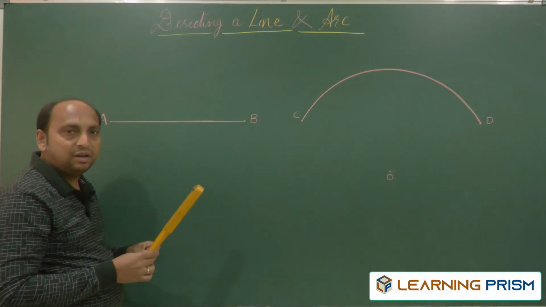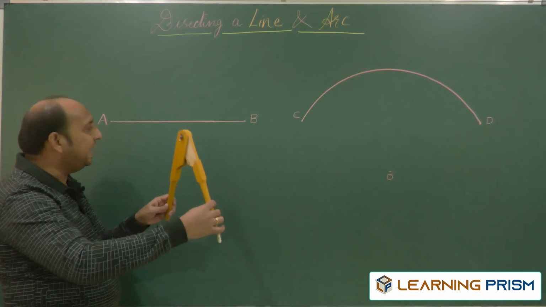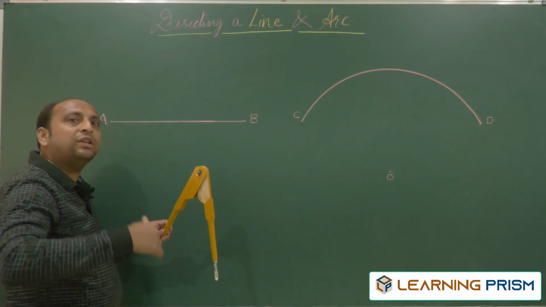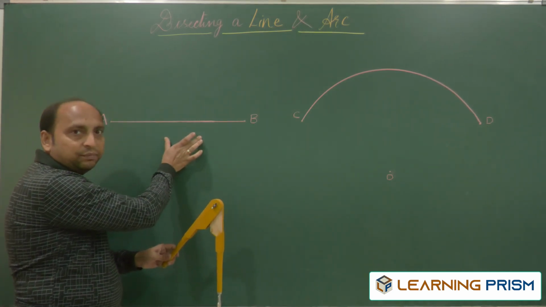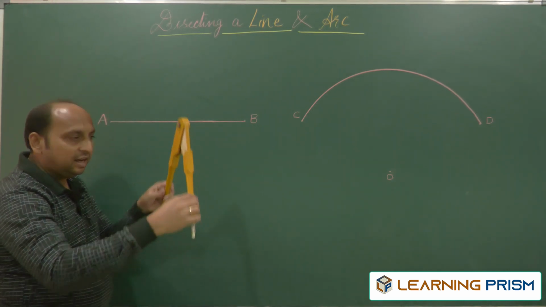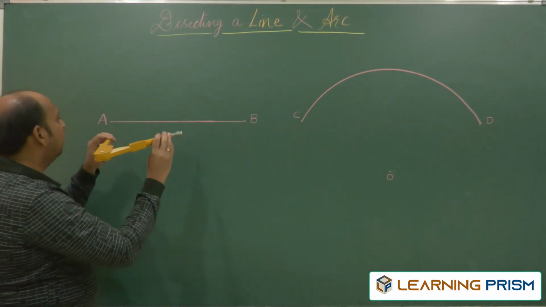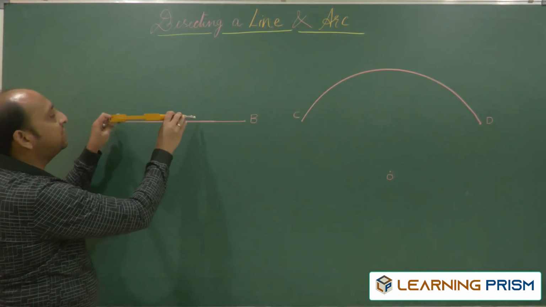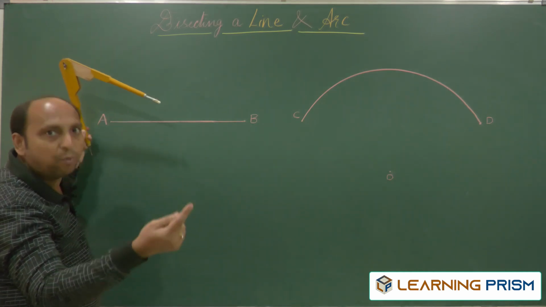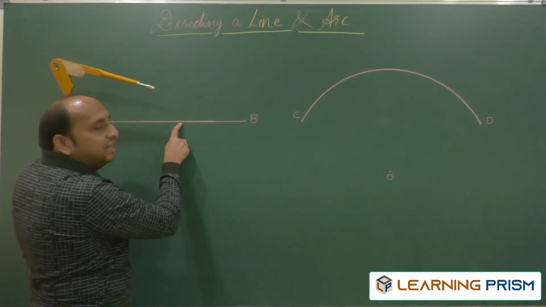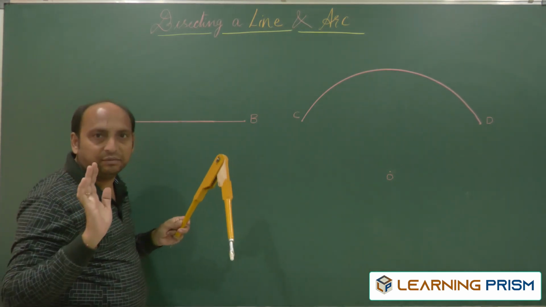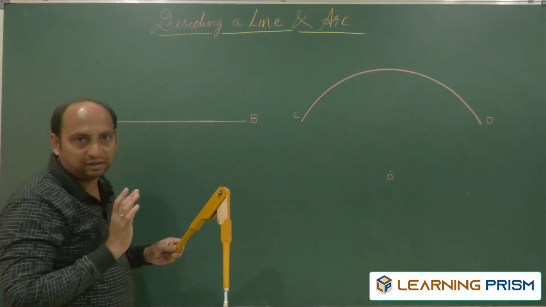The first step is taking a compass and taking an arc length on the compass equal to more than half the length of AB. That means whatever may be the length of the line, you have to take a length on the compass which is more than half the distance. The midpoint of AB would be somewhere here, approximately. Now you should take a length which is more than that. You can take any length which is more than that.